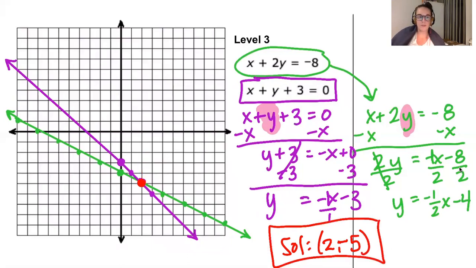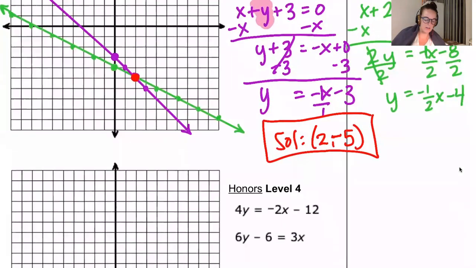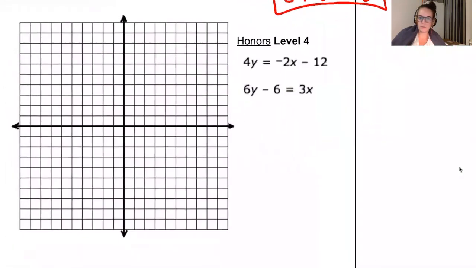Okay. If you are star, star, star, or on track, regular, this is the end of your notes for today. If you're honors, I want you to go ahead and stick around for level 4. Level 4, take a second to write this down. All right.